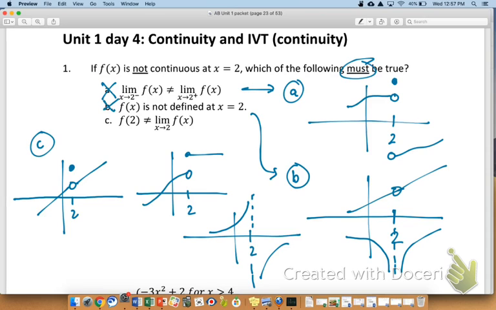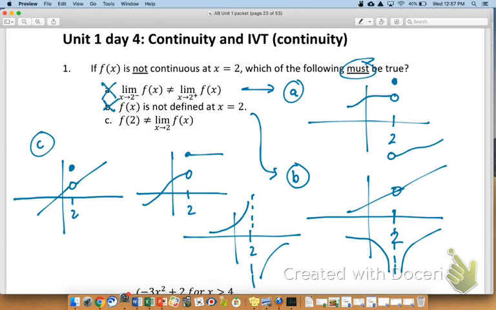So if the word must was instead could, wouldn't the answer be all of them? Which of the following could be true? Yeah, we'd have to say, well, any of those things could be the truth, but only C must be true in this case, because C is the most general way of putting it. A and B are just a little too specific.